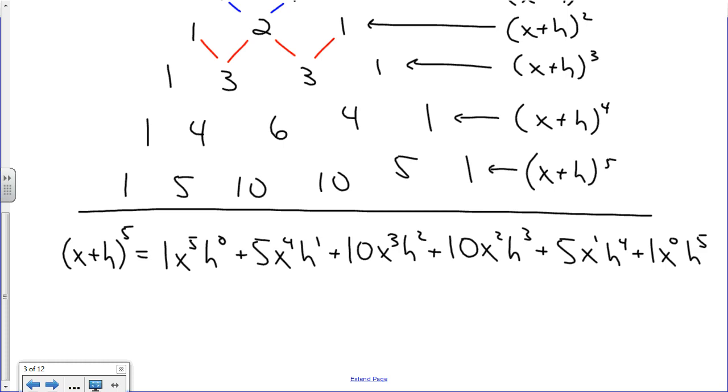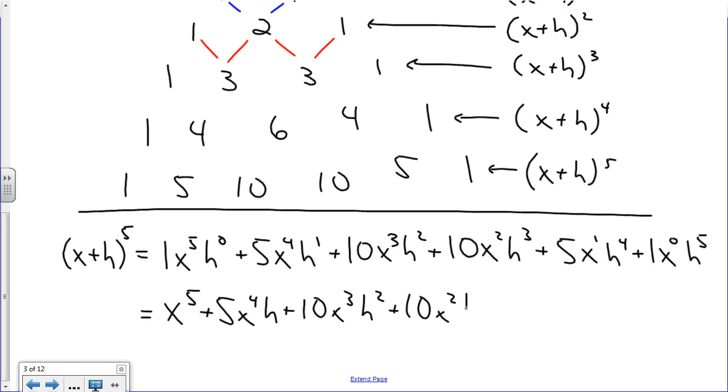Now that's actually writing down everything. There's some things that we usually would not write down here. For example, coefficients of 1 are not necessary. H to the 0, that's just 1. Same with the very last term there, x to the 0, that's 1. Writing down h to the first, we just write that as h, and so forth. So when we do this, we get x to the fifth plus 5x to the fourth h plus 10x cubed h squared plus 10x squared h cubed plus 5x h to the fourth plus h to the fifth. That's how we'll write that down when we expand this. Okay?